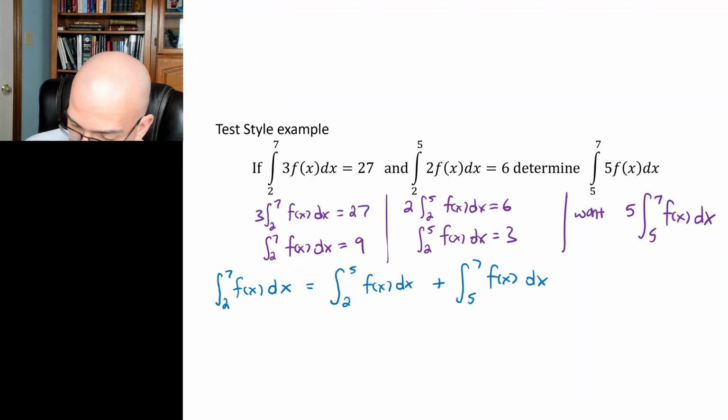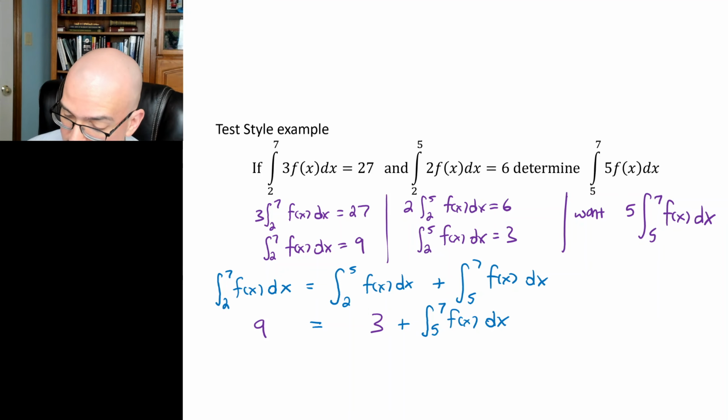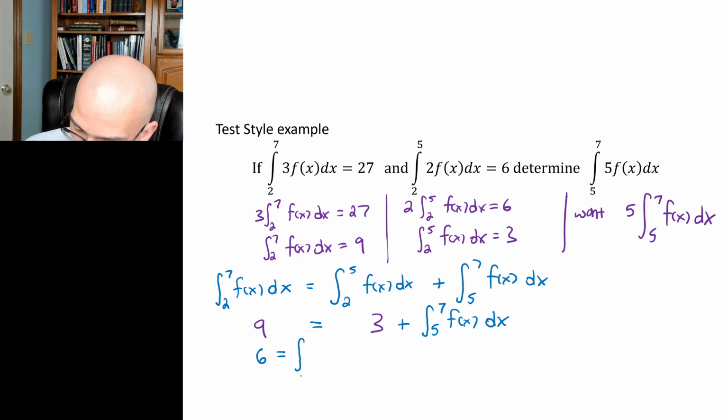I have some knowns I can plug in. I have 2 to 7 integrated is 9. I have 2 to 5 integrated is 3. So 9 is equal to 3 plus the unknown. It tells us what the unknown is. We're not quite done though. We're not able to declare victory. The answer is not 6. It's not what we want yet. So 6 is equal to the integral from 5 to 7 of f of x dx.